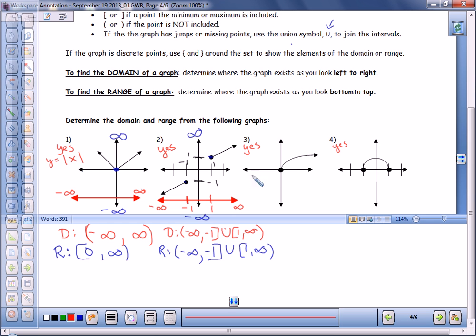I call it the eyebrow square root function. Okay, and this is half a circle, isn't it? It's a semicircle, and we could write the equation for this as y equals, it's just the top of a circle, so it's the positive square root of 1 minus x squared.